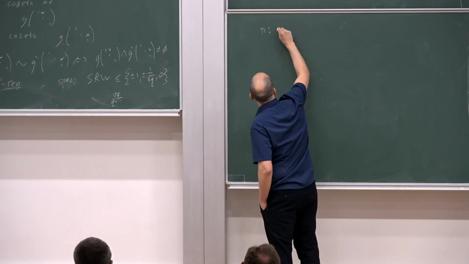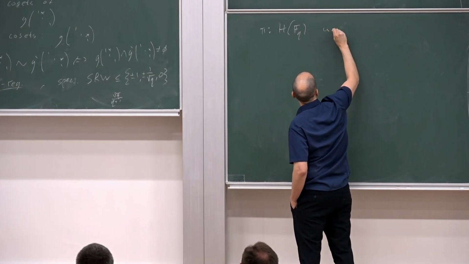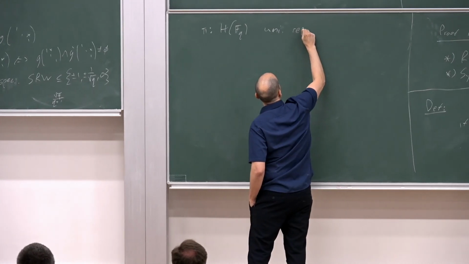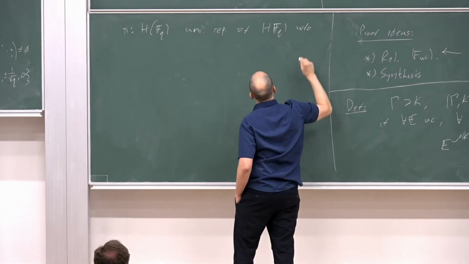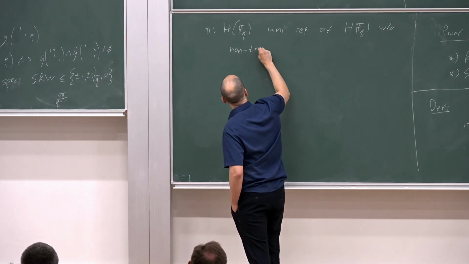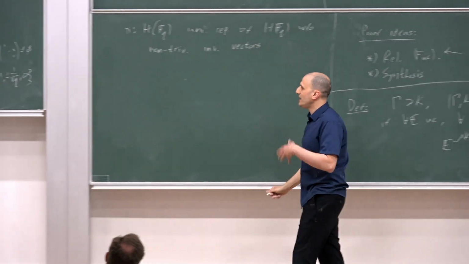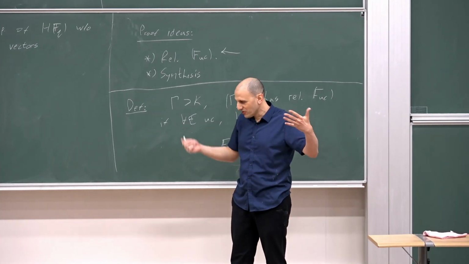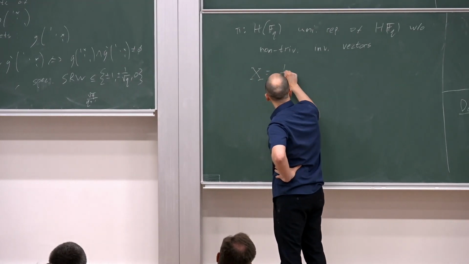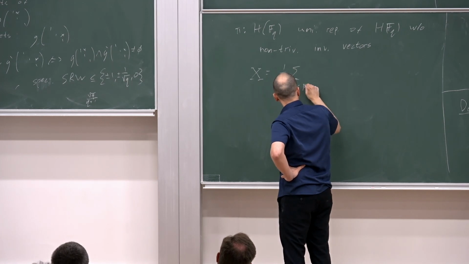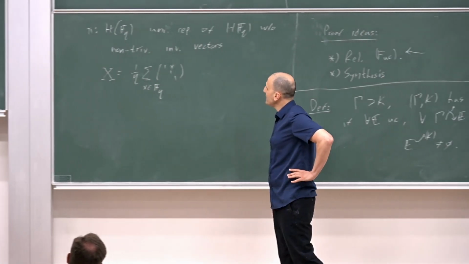So let's take pi, a unitary representation of this group without non-trivial invariant vectors. And let me define two operators, two elements in the group ring. Let's denote capital X to be this averaging in the group ring, 1 over Q times the sum over X in F_Q of the matrix (1, X, 0; 0, 1, 0; 0, 0, 1). So that's one element in the group ring.